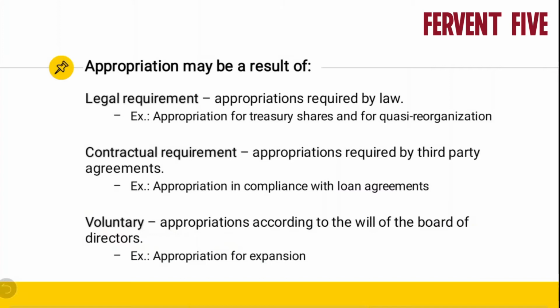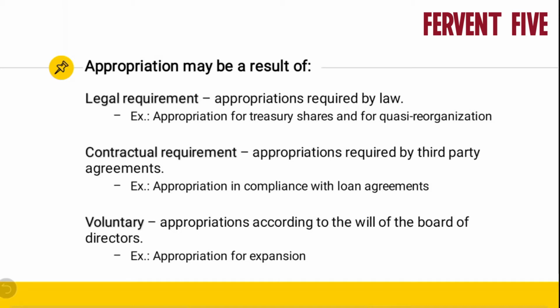So, appropriation may be a result of the following. First is legal requirement, second is contractual requirement, third is voluntary requirement. Sa legal requirement, ito yung required by law, appropriations na required ng law. For example is appropriation for treasury shares and appropriation for quasi-reorganization.